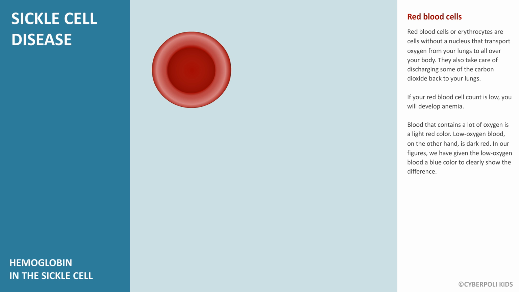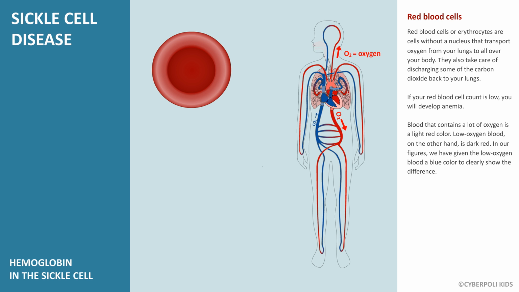Red blood cells, or erythrocytes, are cells without a nucleus that transport oxygen from your lungs to all over your body. They also take care of discharging some of the carbon dioxide back to your lungs. If your red blood cell count is low, you will develop anemia.